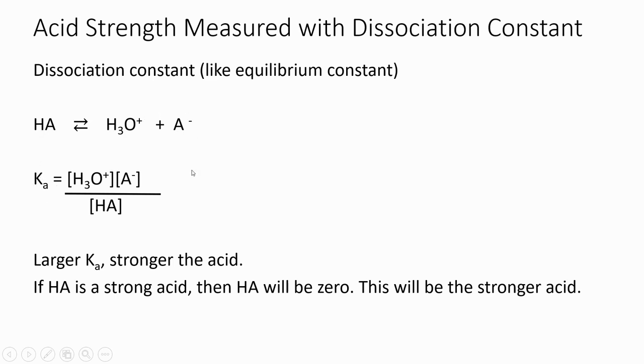Remember, this is always going to be products on the top over reactants. So this is the reaction that we're using. We have our acid. It's going to dissociate. We get hydronium, and we get our conjugate base. So when you are doing this topic, you have to count up how many hydroniums you have and how many conjugate bases you have. Multiply them together, and then divide by the number of the original acids in your picture.